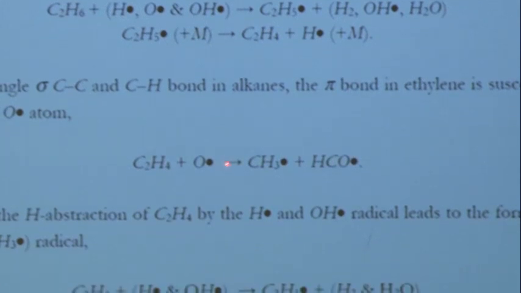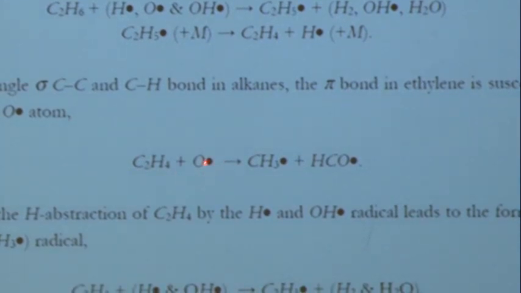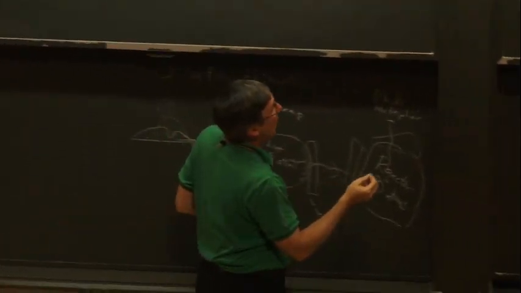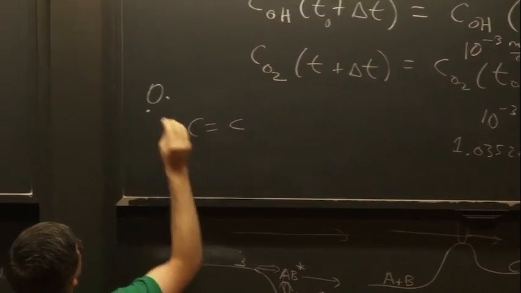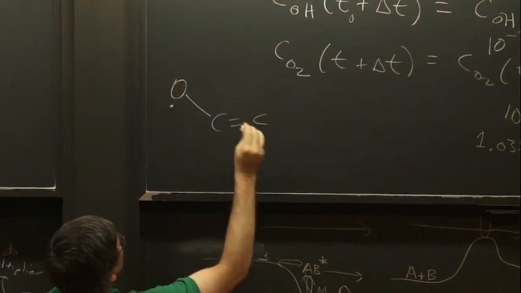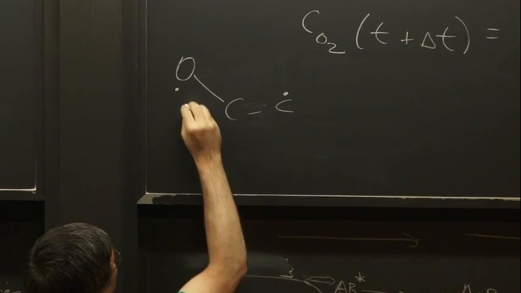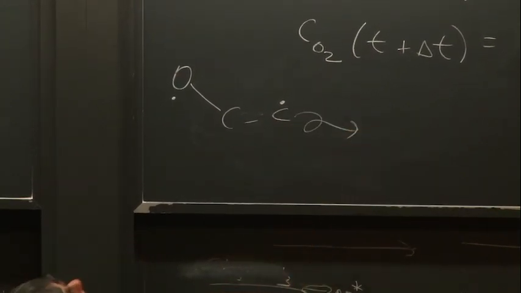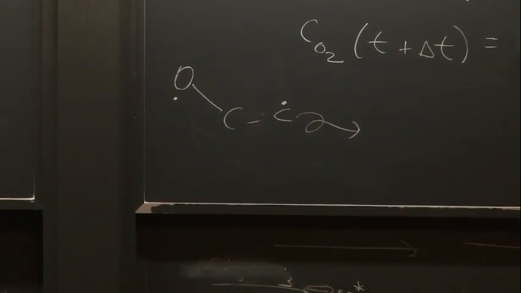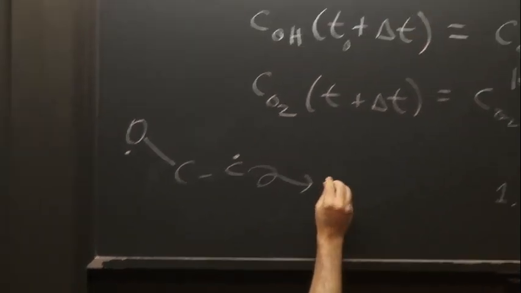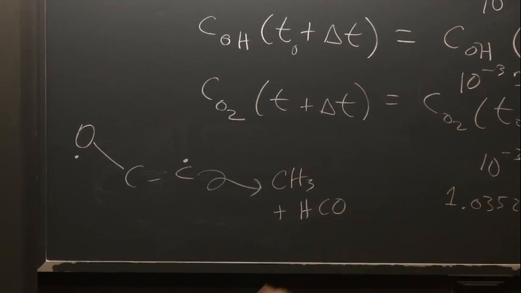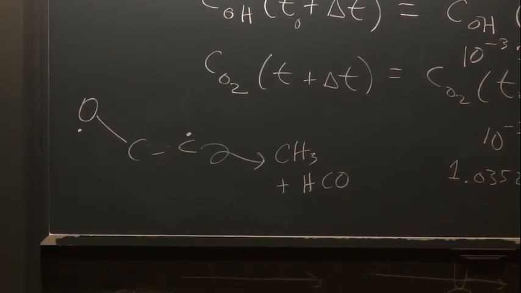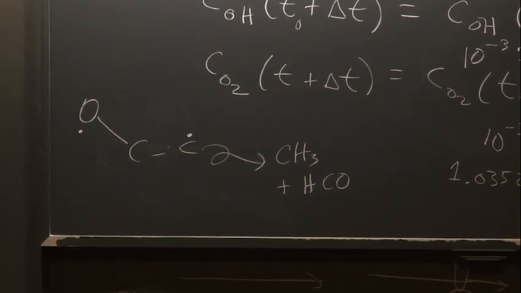And then the ethylene does a strange reaction where it reacts with the O atoms, and the O atoms add to the double bond. So I had a CC double bond, I have an O atom, and it adds and makes this diradical. This does some really strange reaction, and it ends up as CH3 plus HCO. And so that's this reaction.